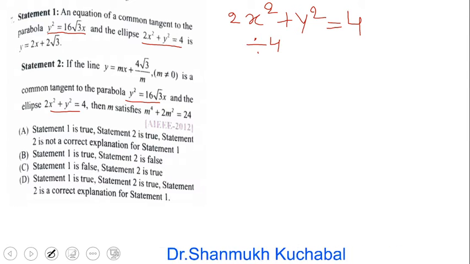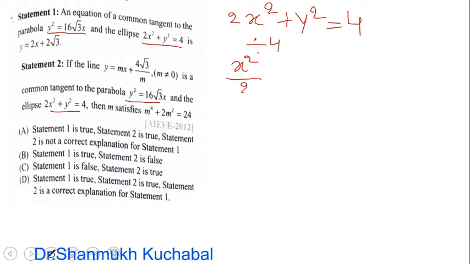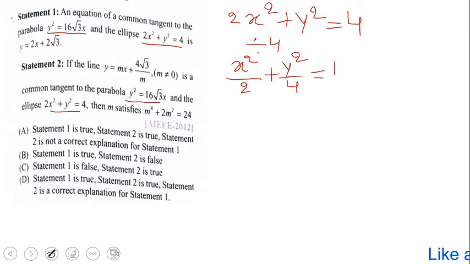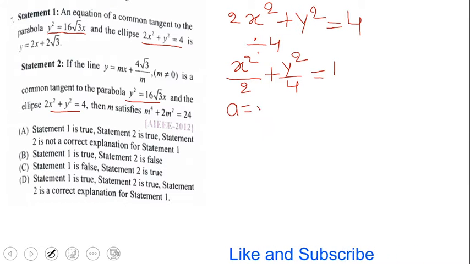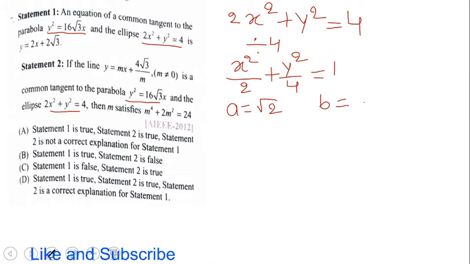So we divide by 4, we get x square by 2, since 2 by 4 we are going to get it as 2. Next y square by 4, since 4 by 4 we are going to get 1. Further, x square by a square, the value is 2, therefore a we get as root 2. Then y square by b square is 4, so b we get as 2 here.